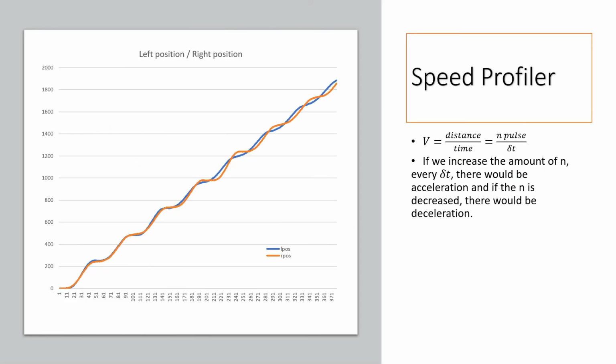The speed profiler. The interrupt routine is not present here. A basic speed profiler has been used to implement the servo-controller for both the left and the right motor. And the speed profiler was made to generate a small step change every 10 milliseconds, and this resulted in a constant speed due to the fact that V equals N pulse over delta time. If we increase the amount of N every delta time, there will be acceleration, but if we decrease the N, there will be deceleration.